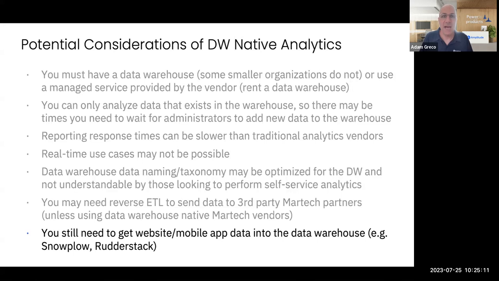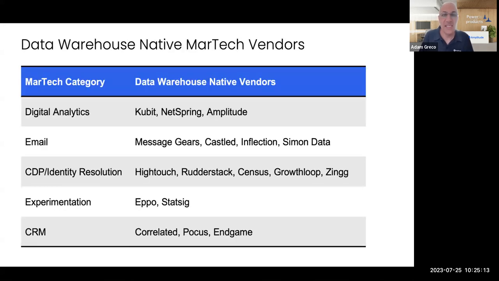Now, as I mentioned, a lot of vendors are starting to pop up in this space. The vendors who do data warehouse native are split out into different point solutions that they offer. Since many of you are in the digital analytics space, the ones that I've been researching in digital analytics: there's a vendor called Qubit, there's another called NetSpring, and our company just got into this as well. If you're doing email, the one I hear talked about the most is MessageGears, but I've put a couple other warehouse native email vendors there.